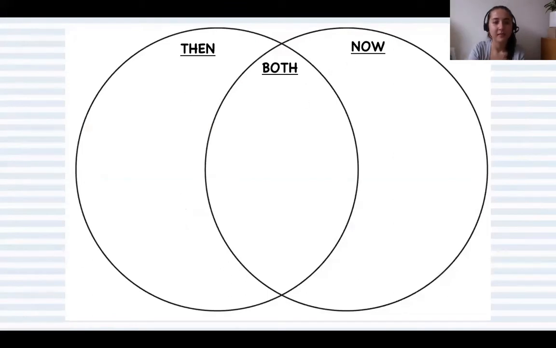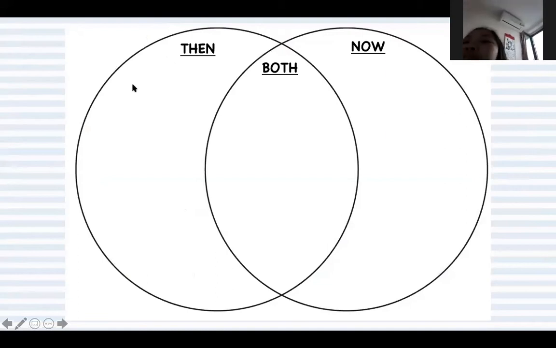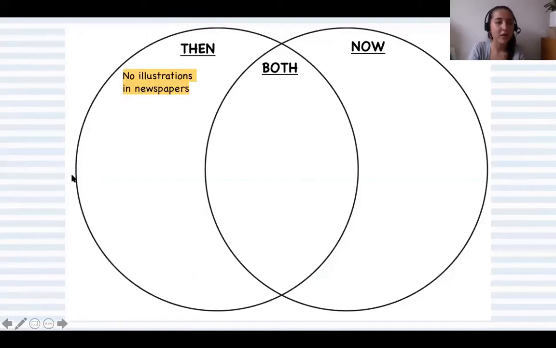Cherry: Papers do not have cartoons. Good girl, well done. So back then, there were no illustrations in newspapers. Good girl, Cherry, well done. So back then, in newspapers, there were no illustrations. What about now? What about now?